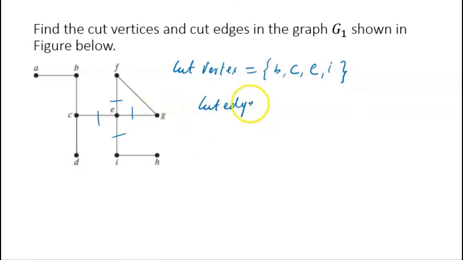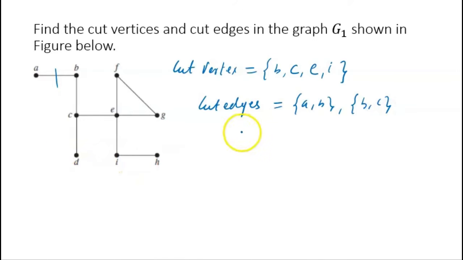Cut edges, can you answer it? Let me first remove all those lines here, and then I will answer it. So let us be clear. AB is a cut edge, because if I remove AB, the graph will become disconnected. What about BC? BC will also be a cut edge, because if you remove BC, you will have this component and another component here.